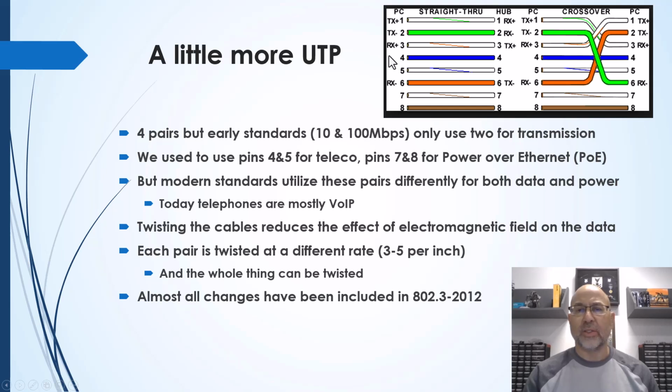So 1 and 2 and 3 and 6 go together, right? The orange and the green pairs. And when you do a straight through connection, it is exactly what it looks like on this side here. It is 1 goes to 1, 2 goes to 2, and so on. That's what most cables are when you look at them.